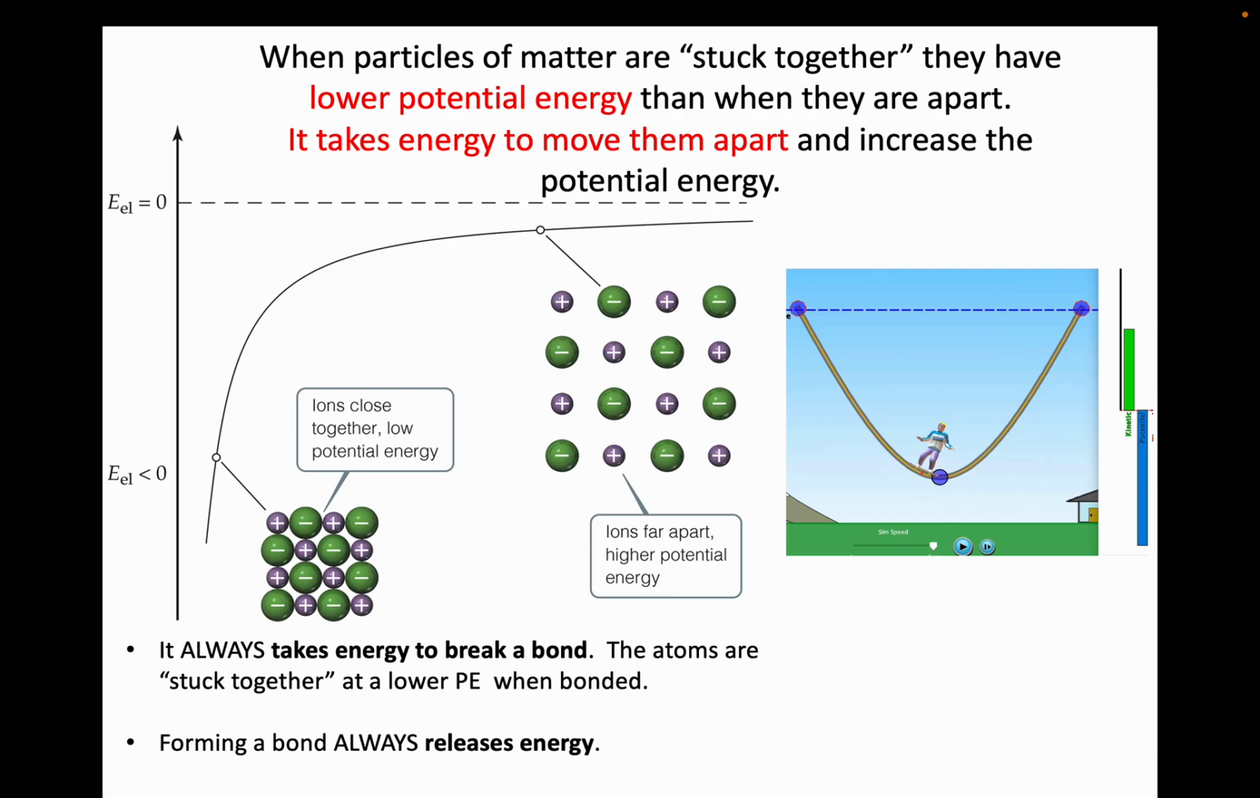When the particles of matter are stuck together, they have a lower potential energy than when they were apart. Now, if we think about that, it's going to take energy to move them apart. It's going to take energy to increase their potential energy. If we think about this as it pertains to bonding, it always takes energy to break a bond. The atoms are initially stuck together at a lower potential energy when they're bonded, and in order to separate them, we have to increase their potential energy. It's always going to take energy to separate them.